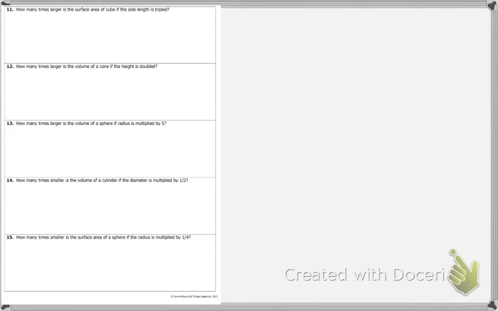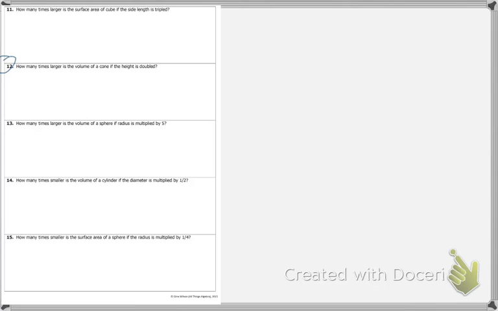So the last problem we worked on was on homework 11. This next problem I'm working on is on homework 12. It is actually number 12. We're looking at how many times larger is the volume of a cone if the height is doubled. Remember, these are the ones where you actually choose the values that you're going to put into these variables.